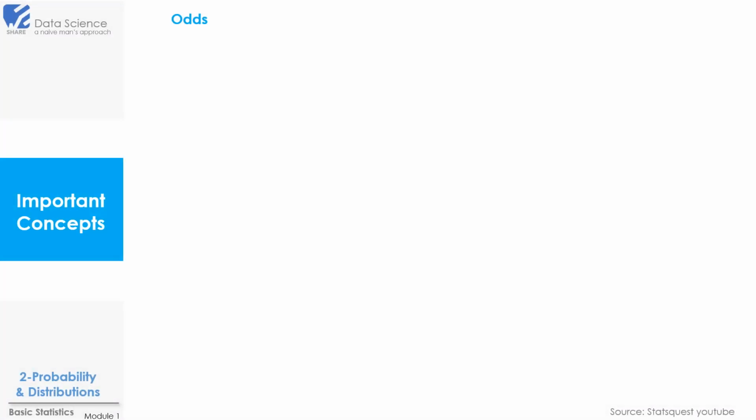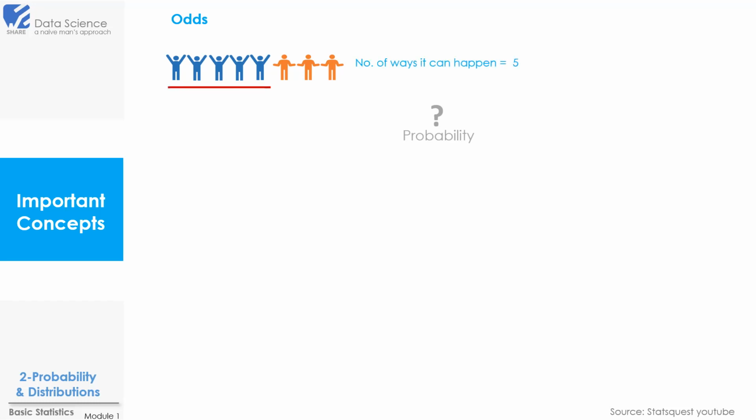Let's see what odds are. Suppose there are 8 games. Now what will be the probability of my team winning 5 games? It's pretty simple. The total number of ways it can happen, or number of events in favor, which is equal to 5, divided by the total number of events, that are 8. So it will be 5 by 8.